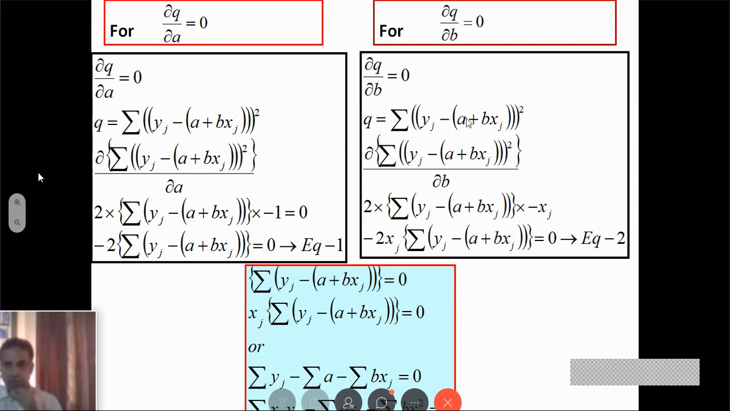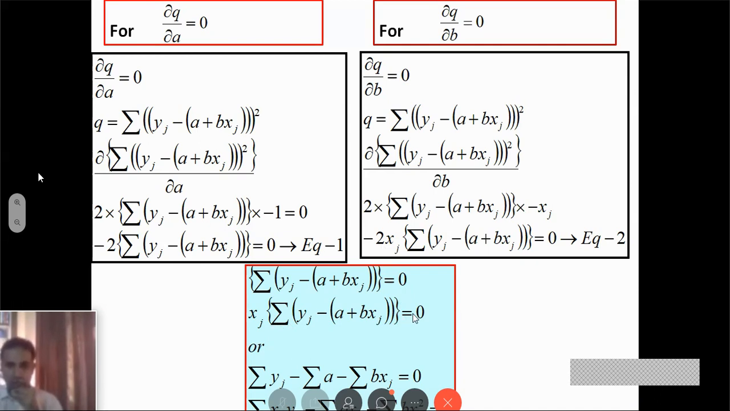The same terms appear here; the difference is dou Q by dou b. So we have 2 sigma of yj minus (a plus b xj), into, again, with respect to b, I will take the derivative. So dou Q by dou b of b xj is minus xj, because minus a minus b xj comes out of the bracket. So we get minus xj. When multiplied, you get minus 2 sigma, equal to 0. Here also I can divide both sides by minus 2, so we get sigma of xj times yj minus a plus b xj.